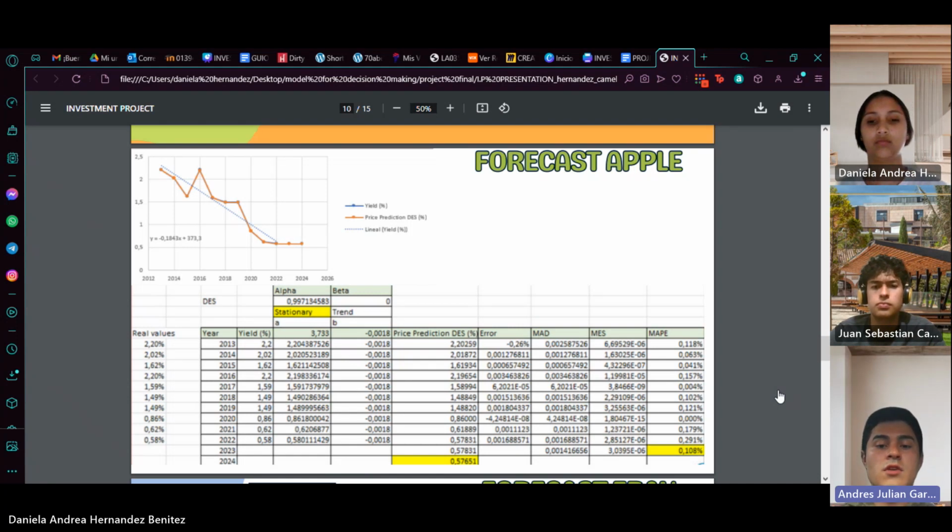The margin of error, or MAPE, of the prediction price is 0.108%.